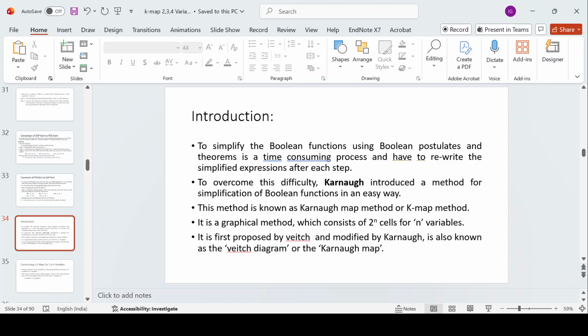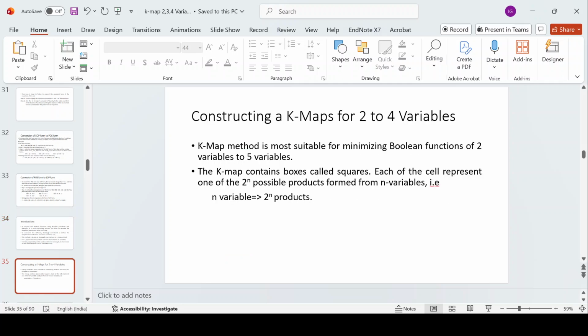K map was first introduced by Veitch and modified by Karnaugh, so it is known as the Veitch diagram or Karnaugh map. It is a graphical method which consists of 2 power n cells for n variables. K map is mainly used to simplify the Boolean function, so we can design the logic circuit in a simple way.